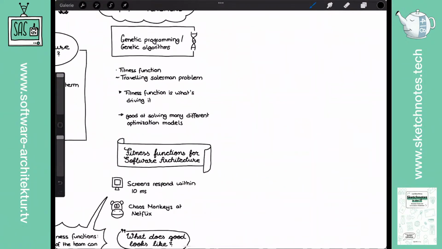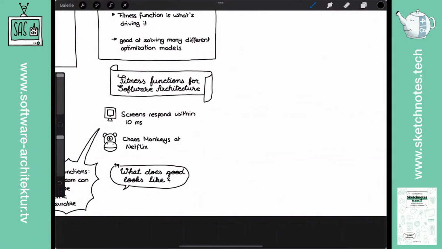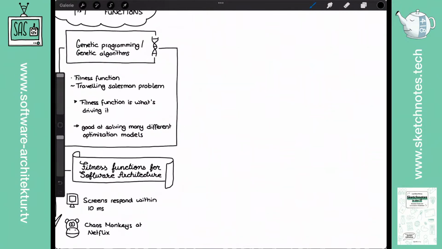Excellent. So we had a meeting to prepare this interview, and during that meeting you said that fitness functions are also important for architectural governance. So what is architectural governance and how is a fitness function related to architectural governance?